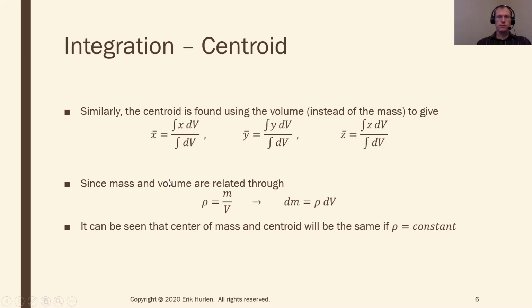Then we can see here mass and volume are related by the density. Density is mass divided by volume, which means that if I rearrange this, mass is density times volume. So dm is density times dv. If density is constant, I can take the previous formulas with dm, replace it with rho dv, and then there's a rho up here and a rho down there, and because it's constant, they cancel out. So as long as density is constant, x bar, y bar, and z bar using volume give me the exact same answer as x bar, y bar, and z bar using mass, indicating that the centroid and center of mass are the same point. Again, that's if rho is constant, for homogeneous items.